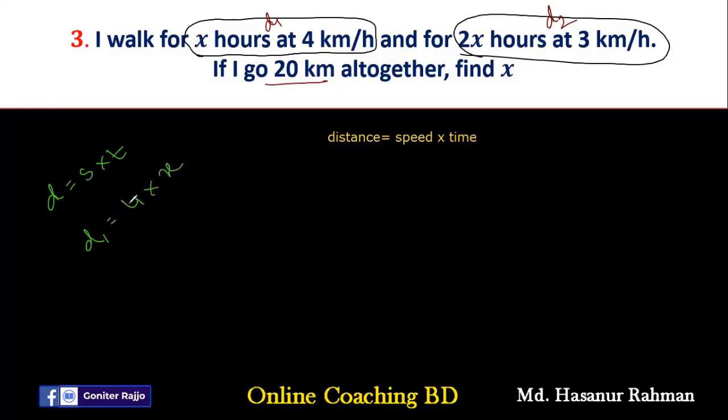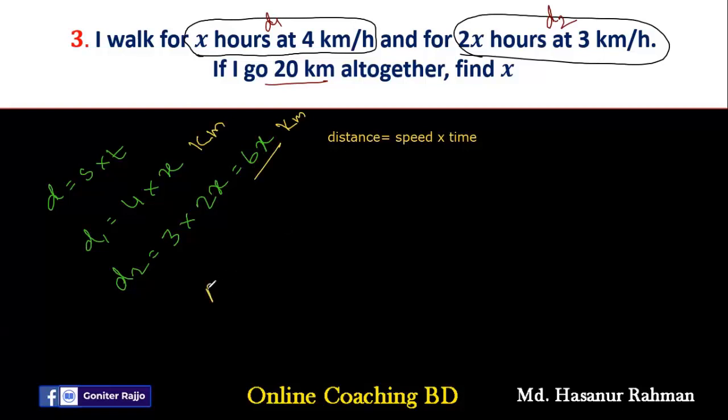Because the speed is 4 km per hour and time is x hours. And what is d2? d2 means second distance: 2x hours at 3 km per hour. So 3 multiplied by 2x, that is 6x. Okay. So what is the total distance?